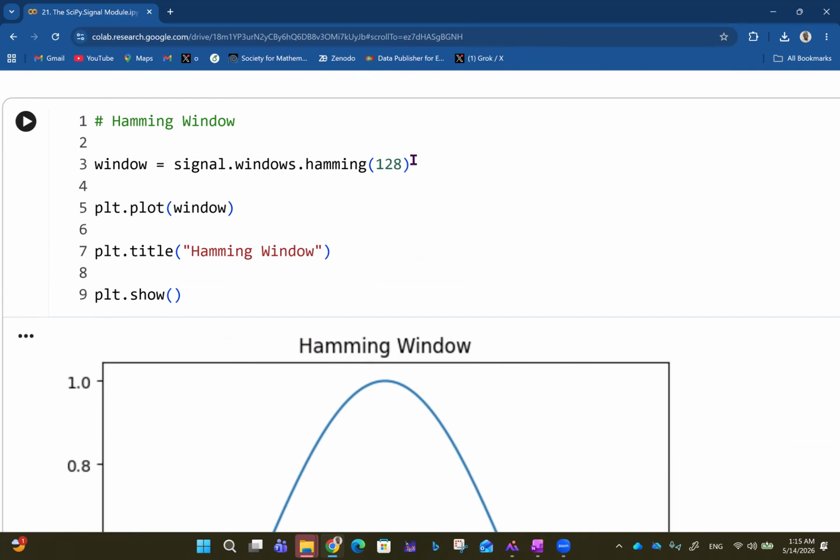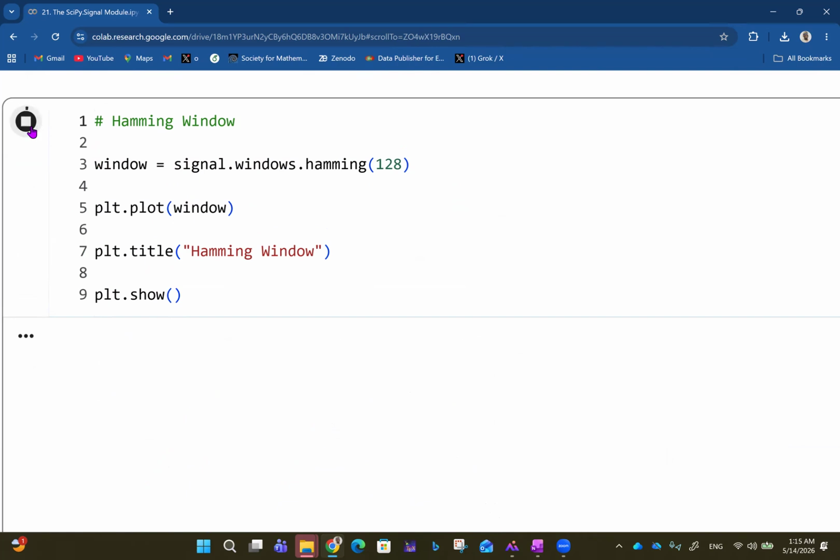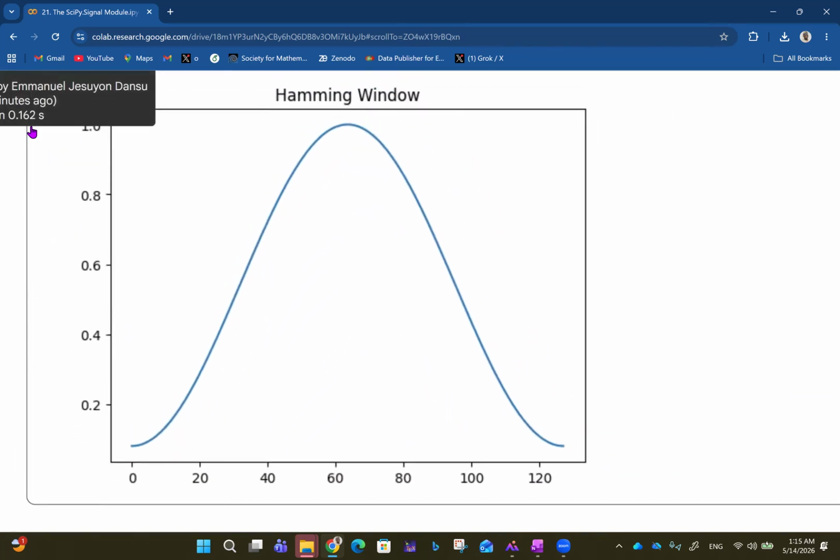So you have to specify powers of two. Then plot the window, and then you use the Hamming window. And this is what you get like that.